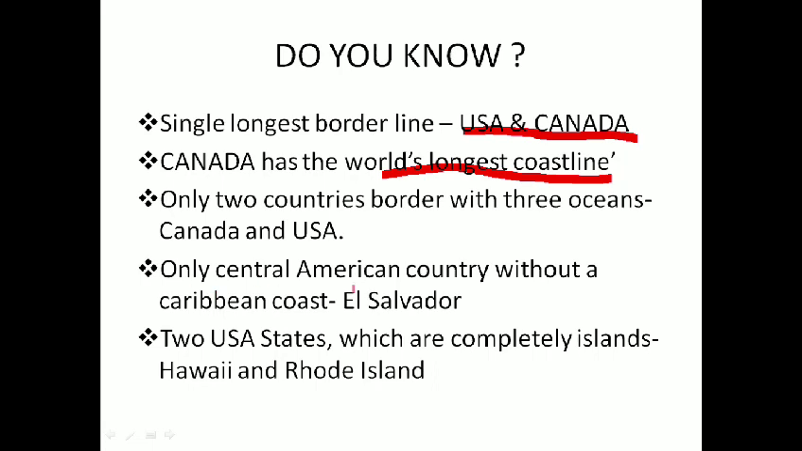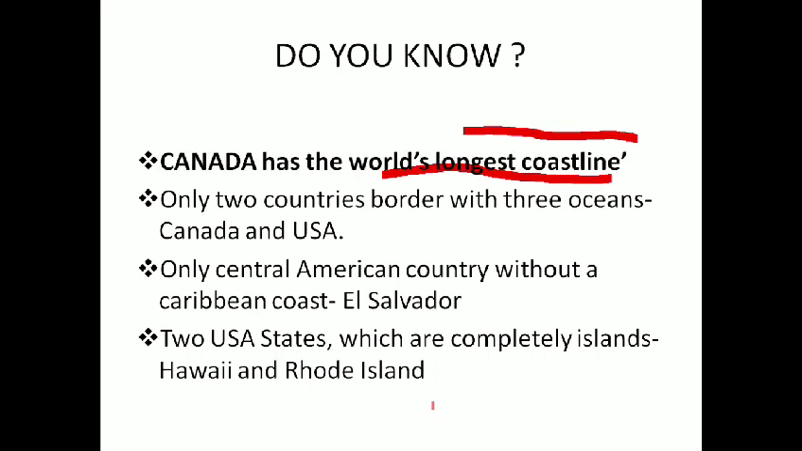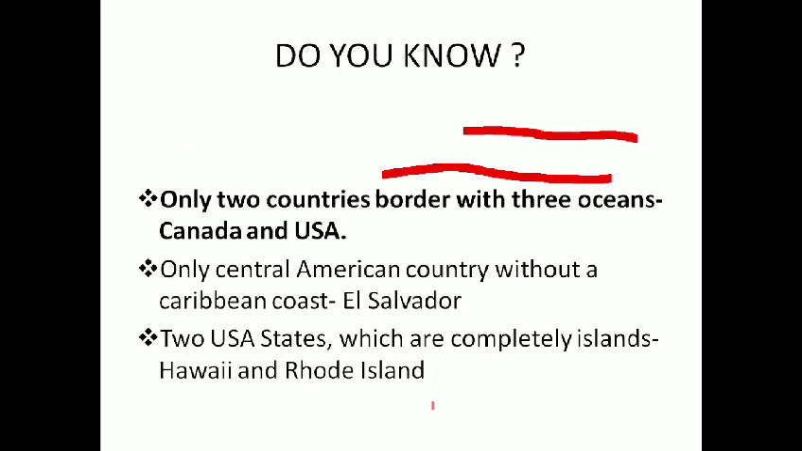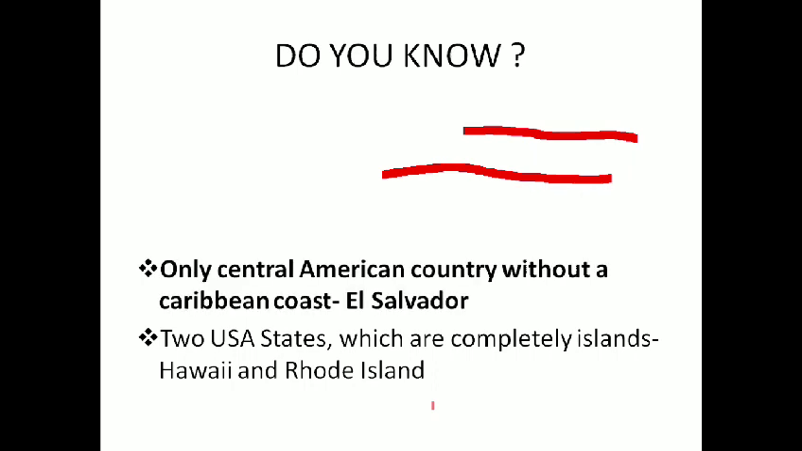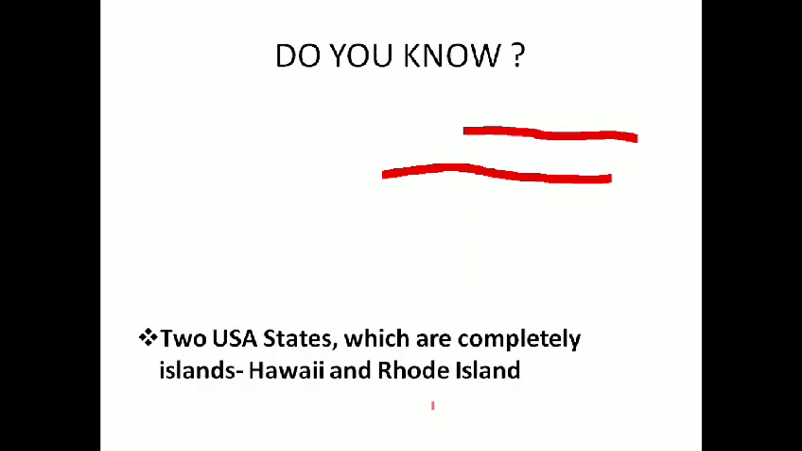Only Central American country without a Caribbean coast, El Salvador. Two USA states, okay, they have 50 states altogether, which are completely islands. One is Hawaii and another is Rhode Island. Now, let us refresh. Single longest borderline, US and Canada. Canada has the world's longest coastline. Only two countries border with three oceans, Canada and USA. Only Central American country without a Caribbean coast, El Salvador. Two USA states which are completely islands, Hawaii and Rhode Island.